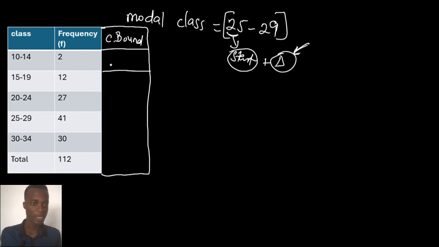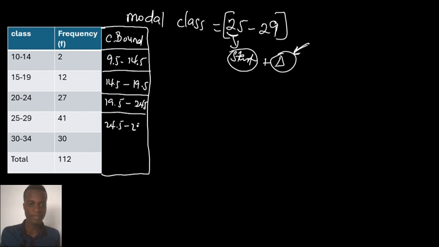So here I'm going to have 9.5 to 14.5. Here is going to be 14.5 to 19.5. So the next one is going to be 19.5 to 24.5, and then this one is going to be 24.5 to 29.5.